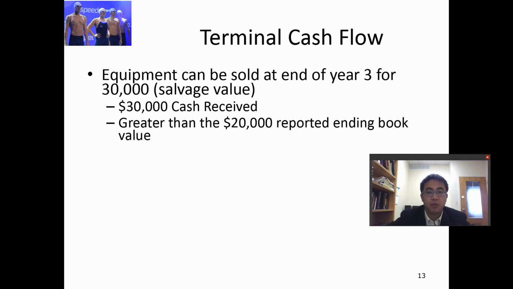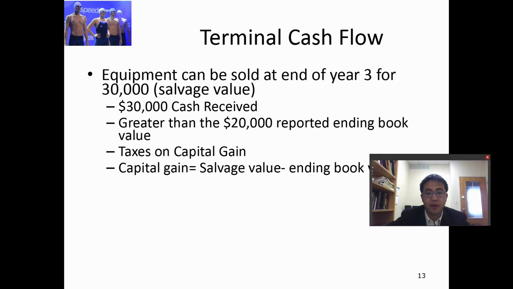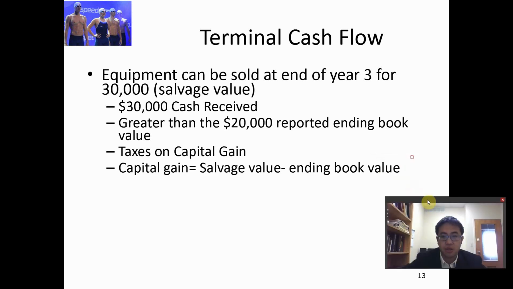Remember, at the beginning we reported the ending book value is $20,000, and based on that $20,000 we compute the annual depreciation. So here we got some conflict, and actually you make a capital gain. On the book it is worth $20,000, but you actually sell it for $30,000. You make a capital gain of $10,000, which is 30 minus 20, the salvage value minus ending book value.